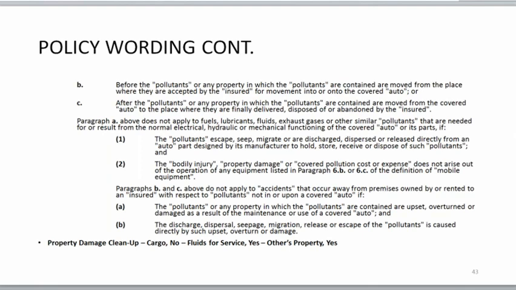We do cover pollution damage if the fluids for the vehicle escape. That's the diesel fuel, the gasoline, the hydraulic fluids, the battery acid. Those things are covered. And we do cover it if our insured caused someone else's property to escape.